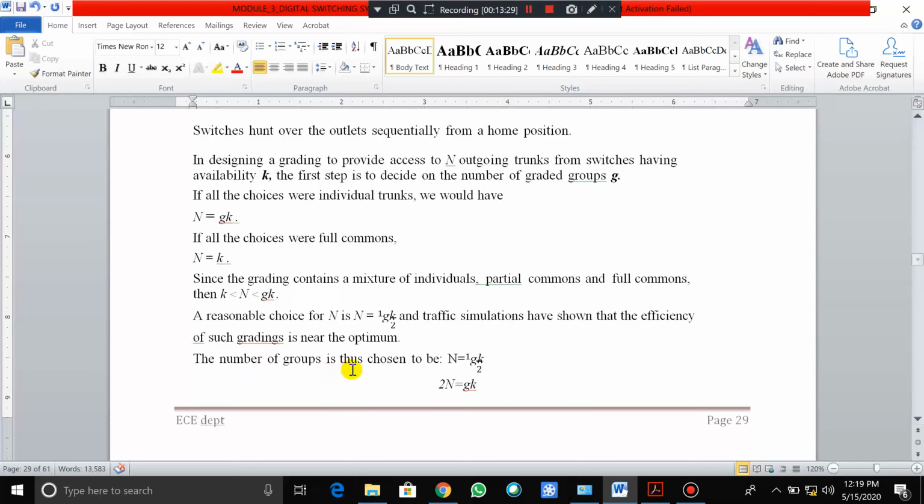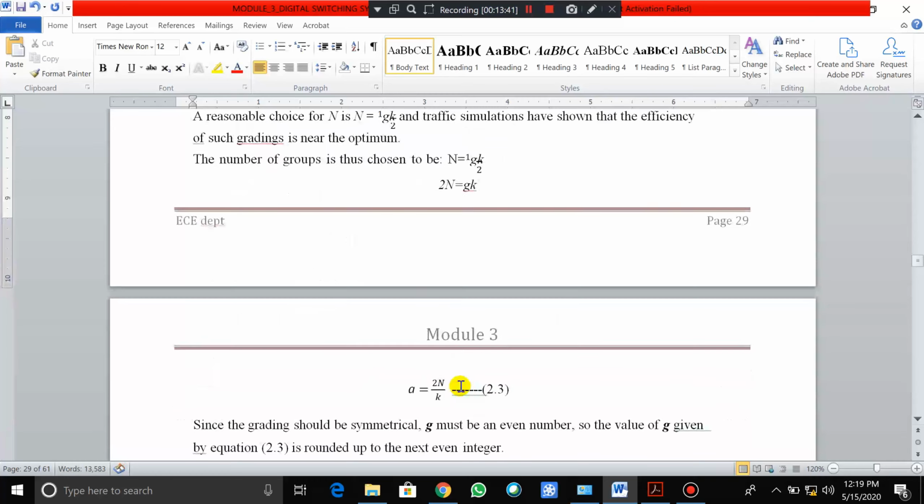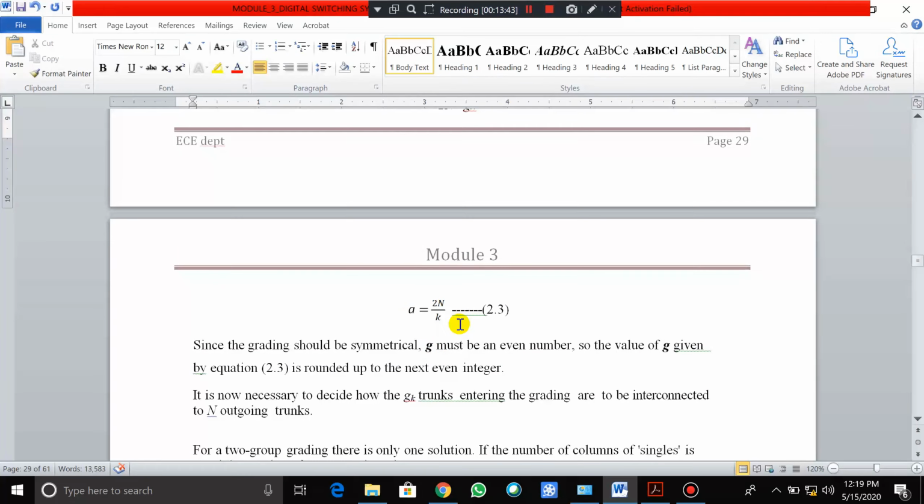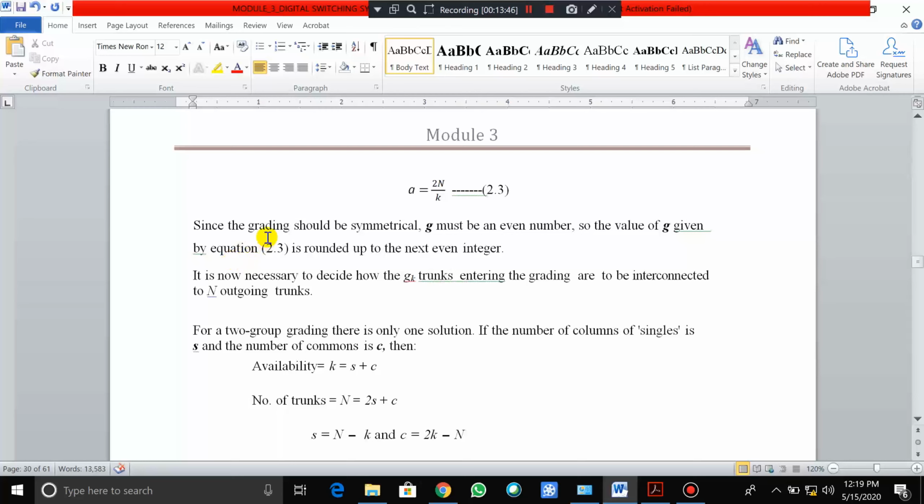So the number of groups is thus chosen as G equal to 2N by K, from N equal to 1/2 into G into K. Since the grading should be symmetrical, G must be an even number. So the value of G will be rounded to the next integer that is even. Whatever value you get for G will be rounded off to the next even integer.